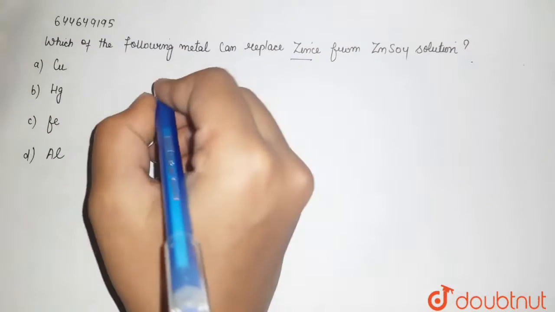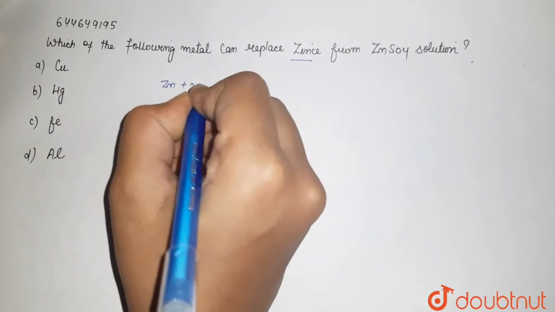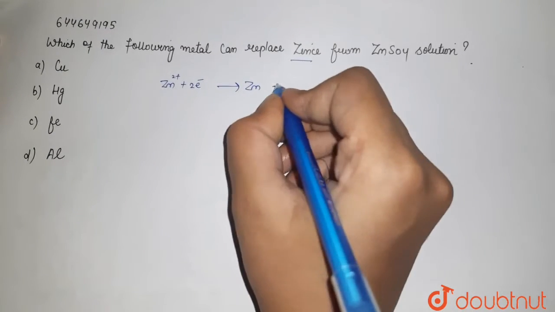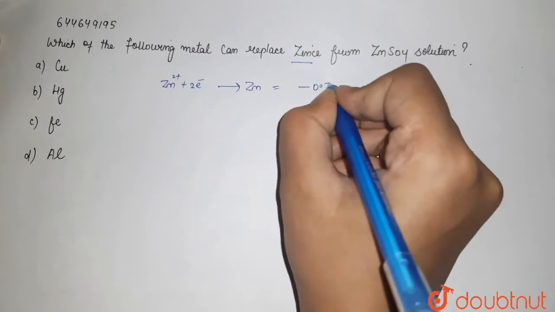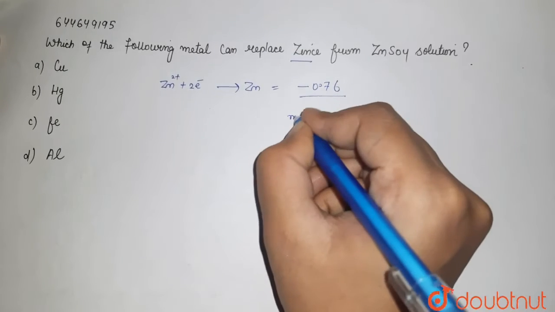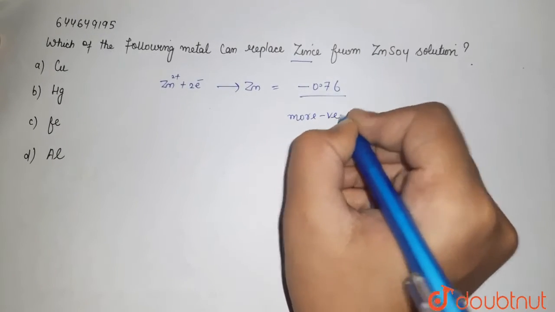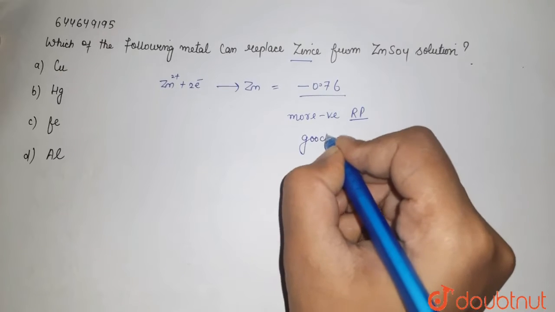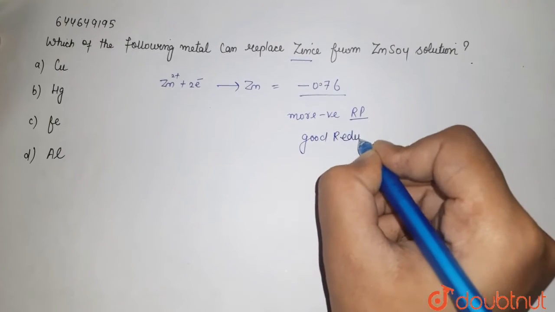The following metal can replace zinc from zinc sulfate solution. So this is your zinc. If I talk about its reduction potential, here it is Zn2+ gives Zn, whose reduction potential is minus 0.76. And we know the more negative your reduction potential, the better your reducing agent.